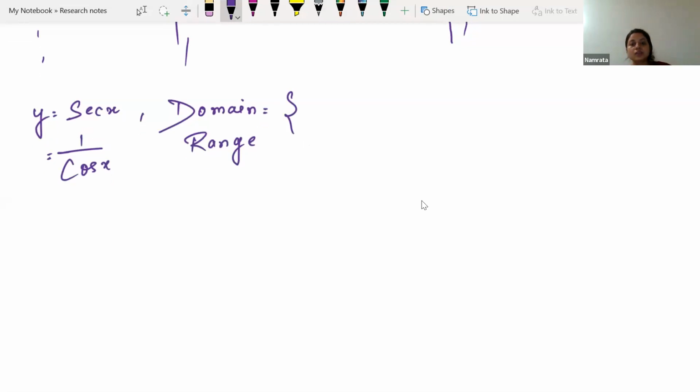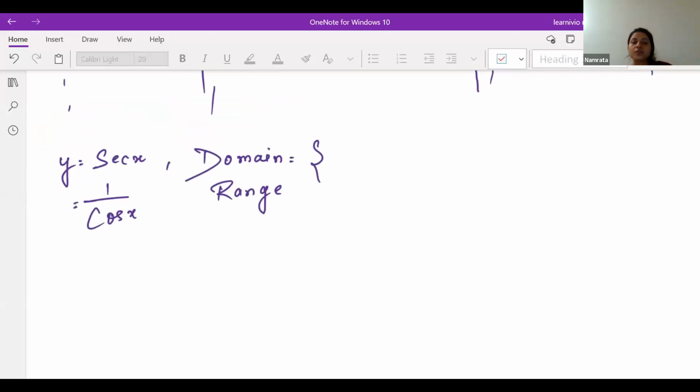Yes, anyone? What can be the domain of sec x? Where the function is not defined. Izan? The points where the function is not defined. Where exactly the cos x is 0.